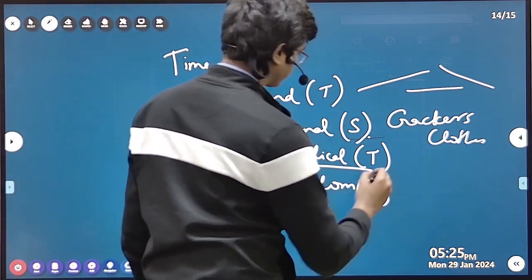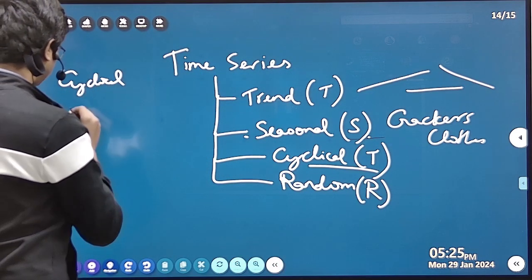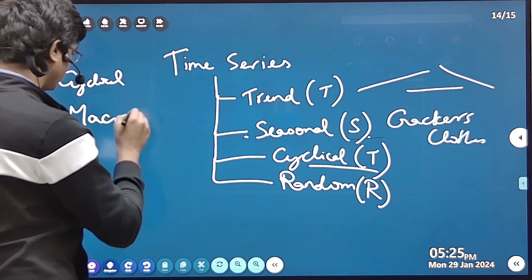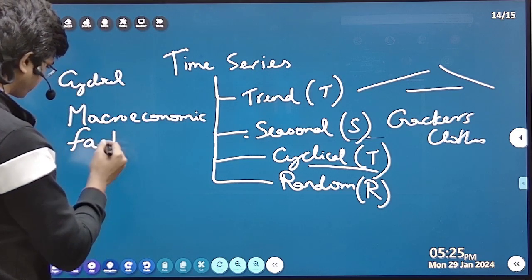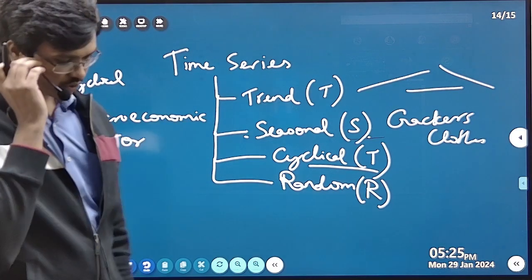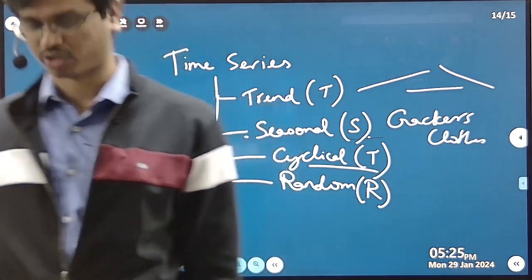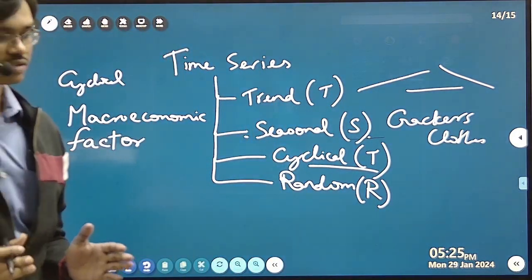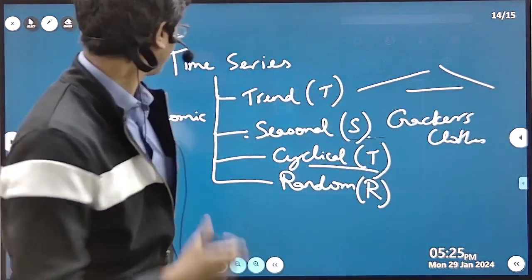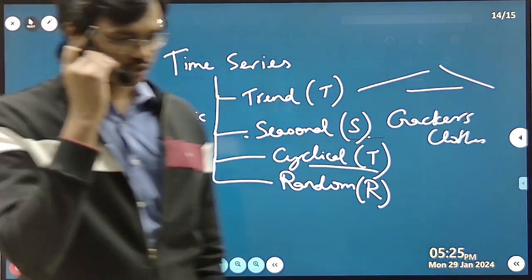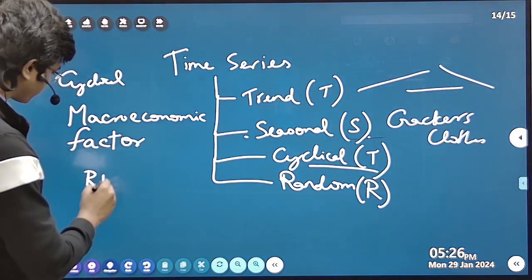And then there's cyclical. We can say it is something called a macroeconomic factor. Okay, so what is a macroeconomic factor? In economics, there's a concept called macroeconomics. Macroeconomics is nothing but the economy as a whole, either at a country level or at a global level, right? A very relatable example of a macroeconomic factor will be your home loan rates, right? RBI has something called a repo rate.